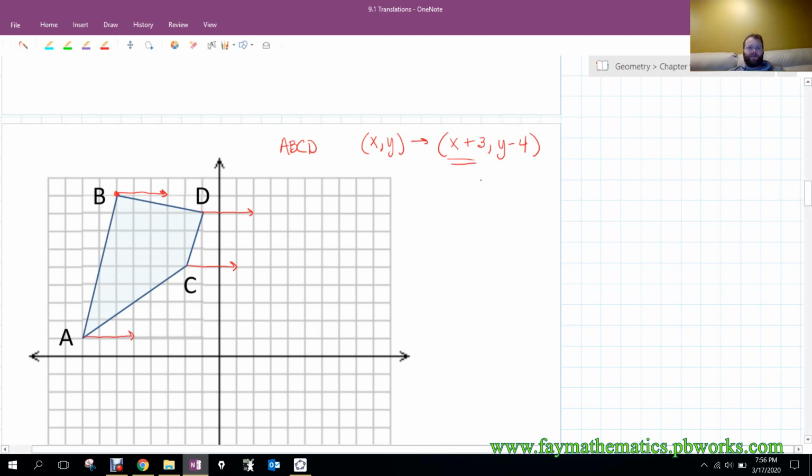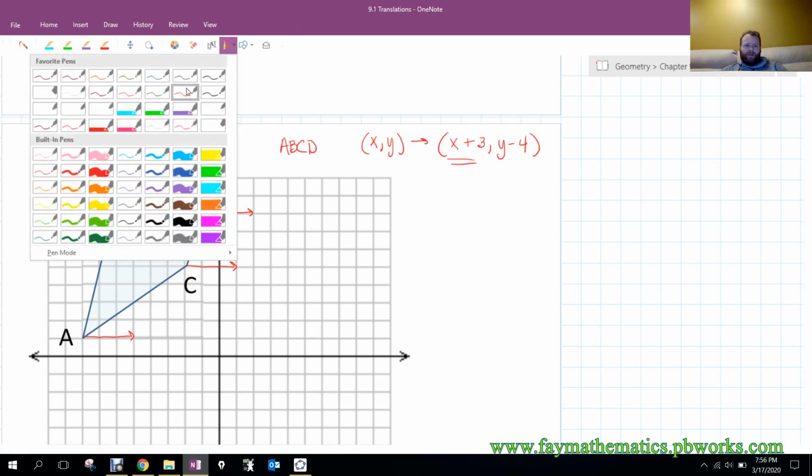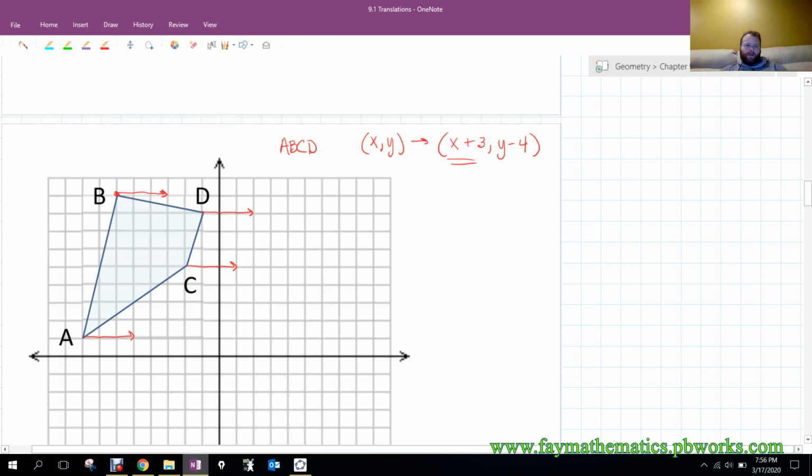Now, the minus 4 is the fact that once B is moved to the right 3, you're now going to go 1, 2, 3, 4 down, and that point right there will become B prime. D is going to move 1, 2, 3, 4 down. It'll go right there and become D prime. Same thing with C, 1, 2, 3, 4. C becomes C prime. And then A, 1, 2, 3, 4. And now we've got A prime.